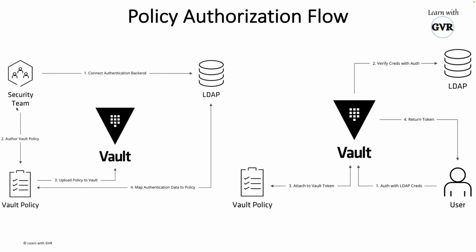How will the setup be? It will be like this. A security team will set up a Vault policy in the Vault system, then map the authentication to that policy. Meaning, if this user is from a particular team, only that team will be able to access the Vault. Why? Because Vault is a secret engine, and a secret engine means only legitimate users should have access. So this is not only LDAP, you can replace it with anything.